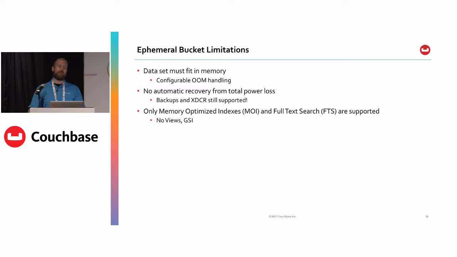So you can still build out your cluster topologies to hedge against that scenario. You can only use the memory optimized index feature, and full text search is also supported. No views, just GSI, well, actually, when I say GSI, I mean MOI. So that's really ephemeral buckets in a nutshell. It's everything that a Couchbase bucket has to offer, with many benefits. And for some particular use cases, it's going to be great.